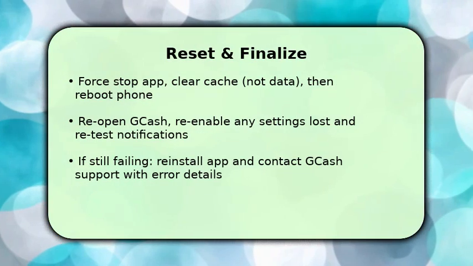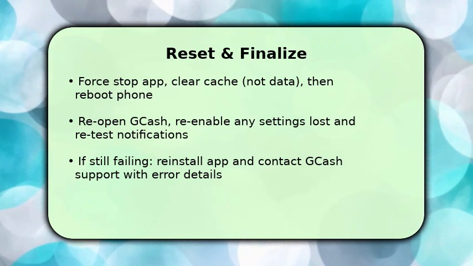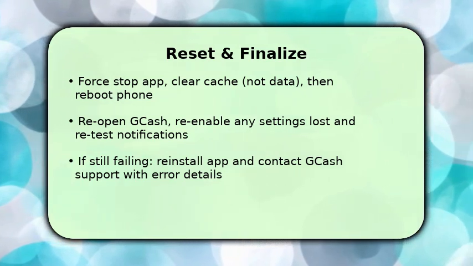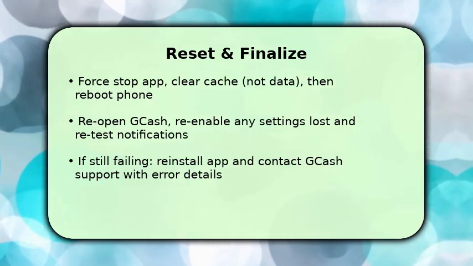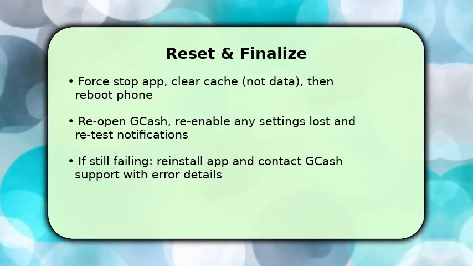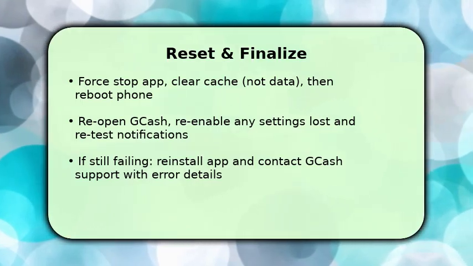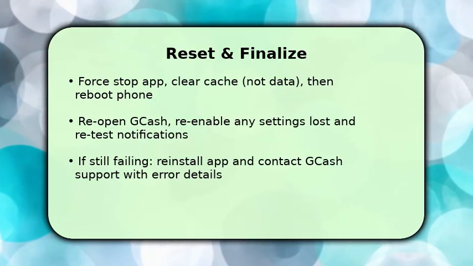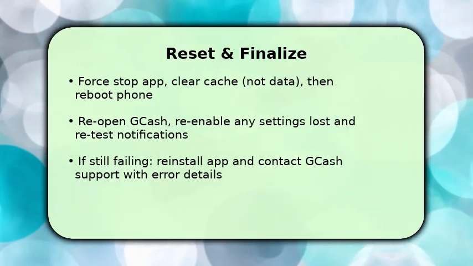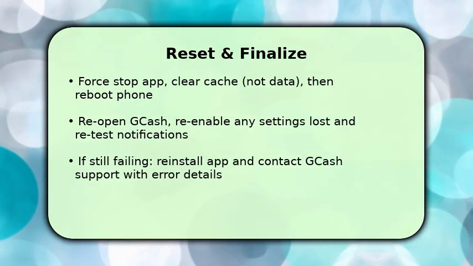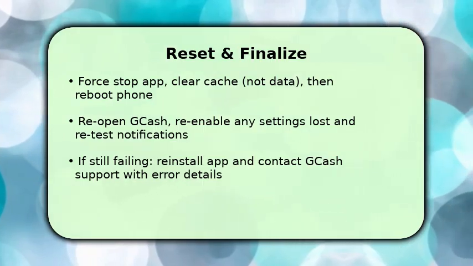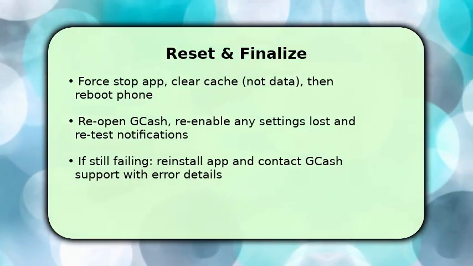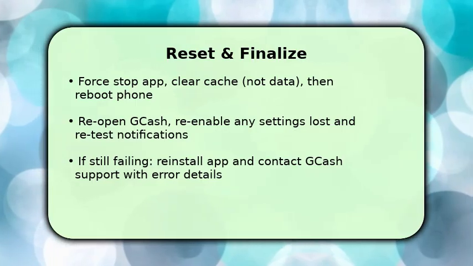Finish by removing transient glitches. Force stop the app, clear its cache, do not clear data, and reboot your phone to reset network and push services. Once restarted, open Gcash, confirm notification toggles remain on, and run another test transaction or OTP request. If notifications still fail, reinstall the app to refresh core files. If problems persist, contact Gcash support with your account number, device model, OS version, and a time-stamped example.